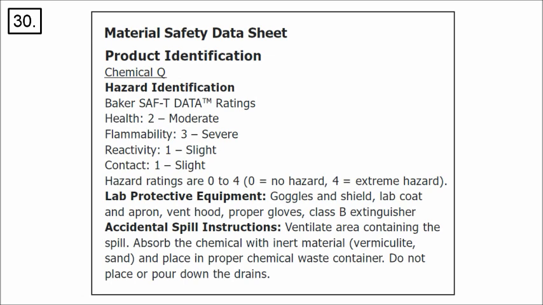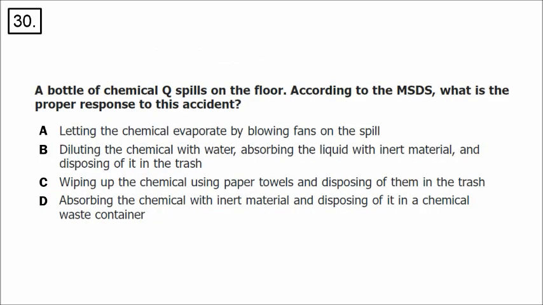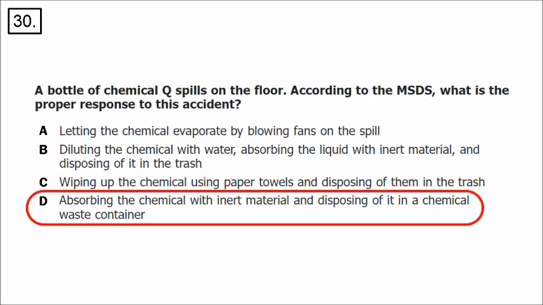Number 30 gives us some safety information, focusing on the part where it says accidental spill instructions. Ventilate the area containing the spill. So in other words, allow there to be fresh movement of air. Absorb the chemical with inert material, which means unreactive, and then place in a proper waste container. Do not place or pour down the drains. So if it's going to go in a proper chemical waste container, it's not going to go in the trash. It's going to go in a proper waste container. Correct answer is D.